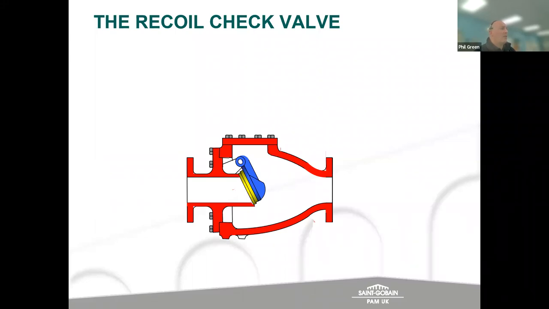The slight variation on this is that you've got an opening and closing angle there, which is restricted to no less than 78 degrees. So it will open and close, but there is some restriction on the operation of this particular valve. But they are generally specified when there's multi-pump situations because of the speed of closing of this type of recoil check valve.